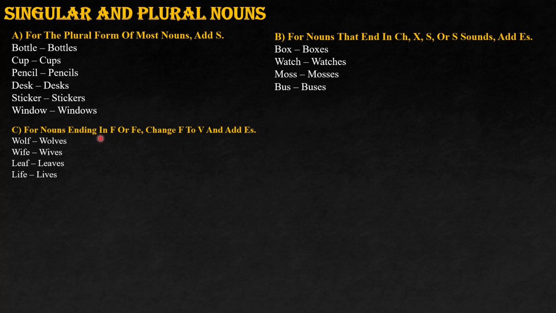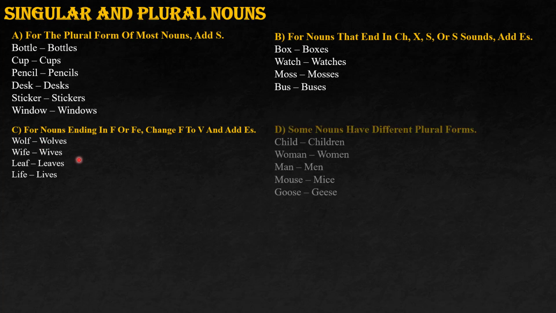Now when it comes to nouns ending with f or fe, change f to v and add es. Wolf, wolves, right? Then wife, wives, f converted to ves, okay? Leaf, leaves, life, lives. I hope it's clear.